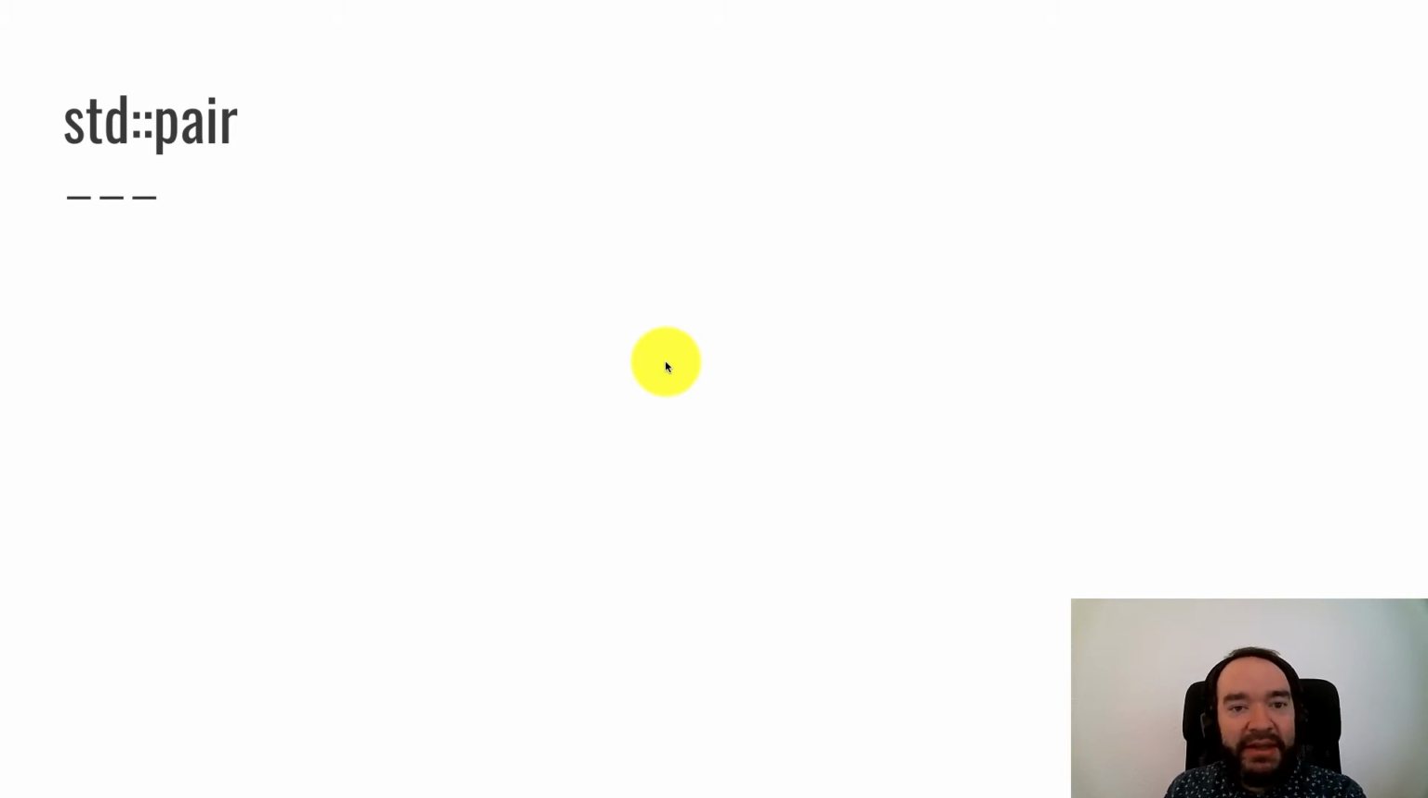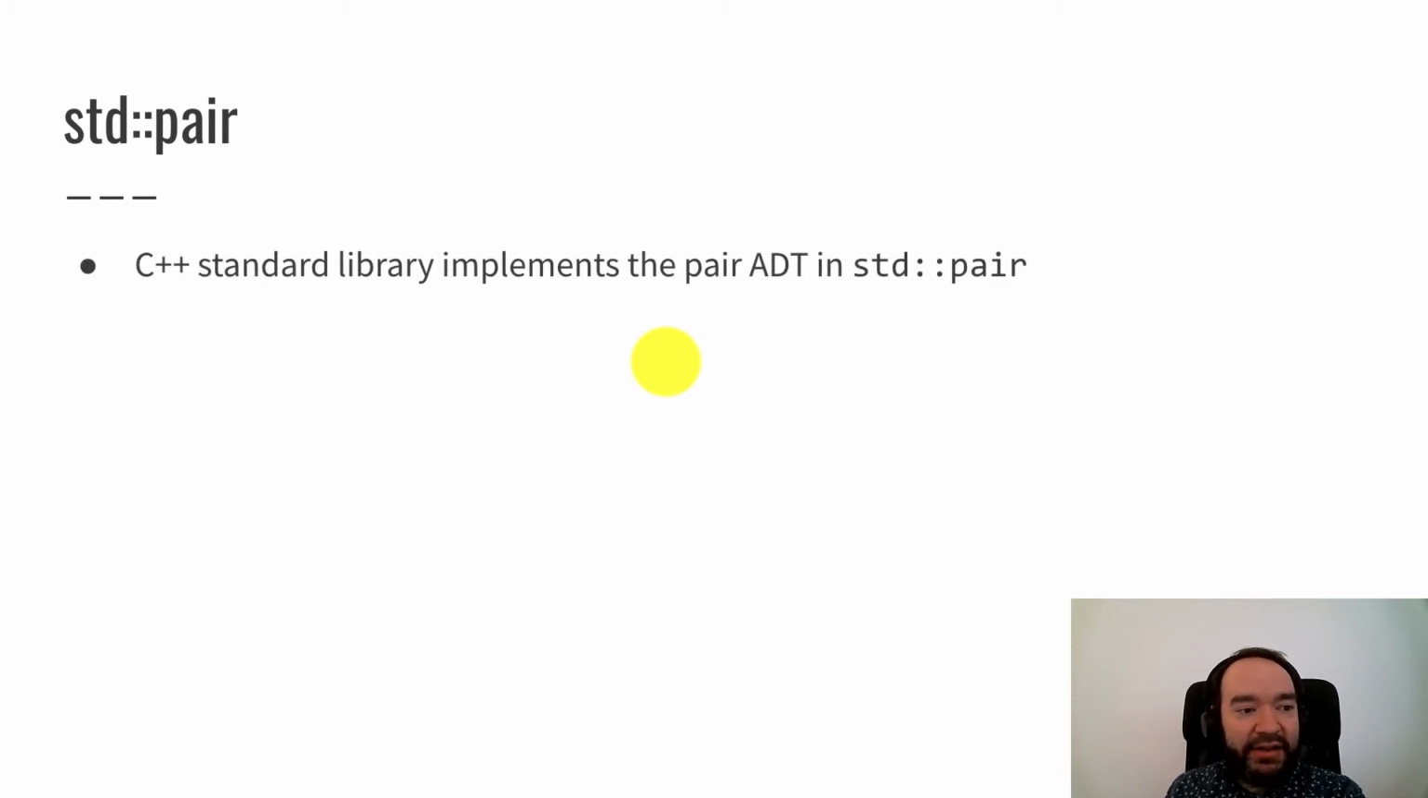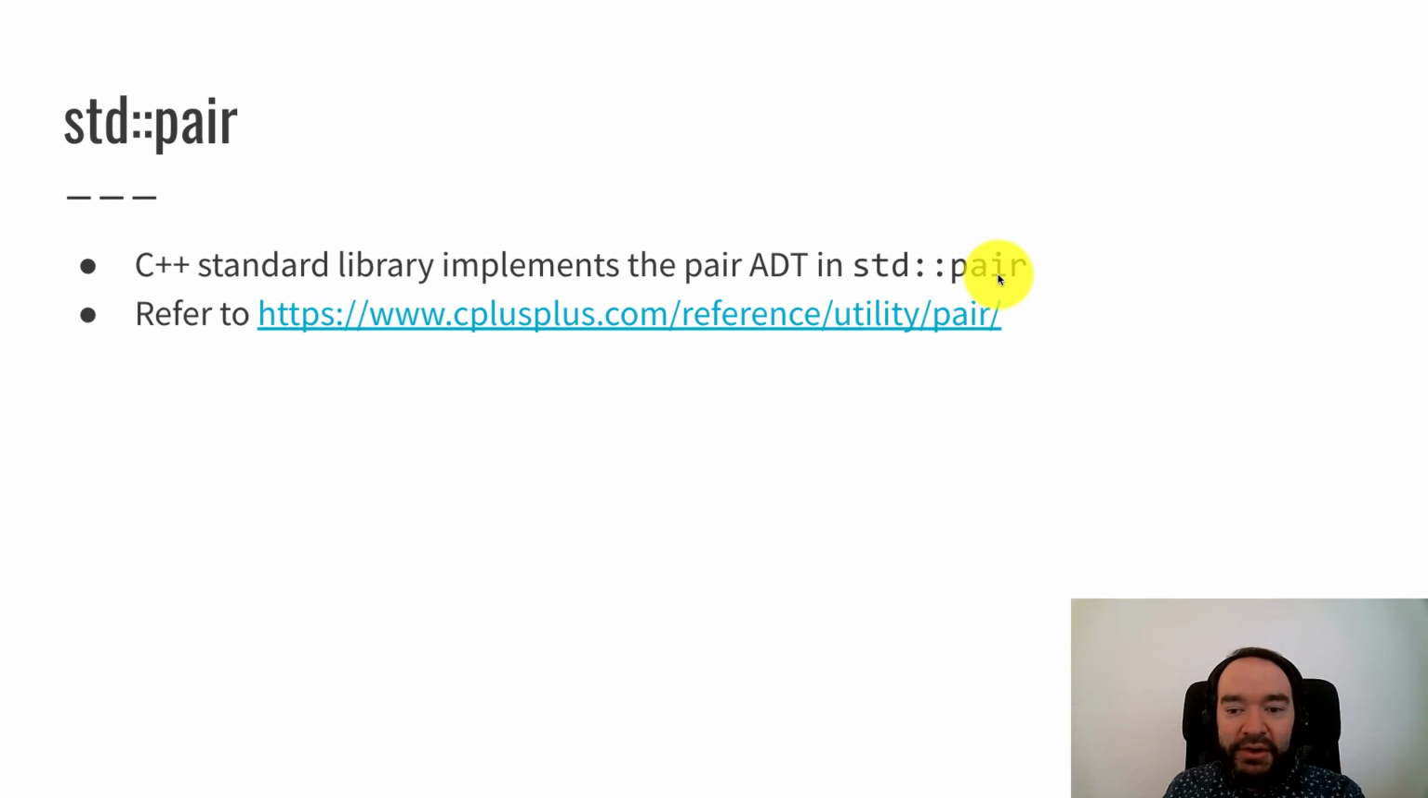So this is implemented in the C++ standard library. It's called pair. It's a good name. And the full name is std::pair. So what I'm going to do now is look at the official documentation for this and point out how std::pair implements that abstract data type that was defined on the previous slide.